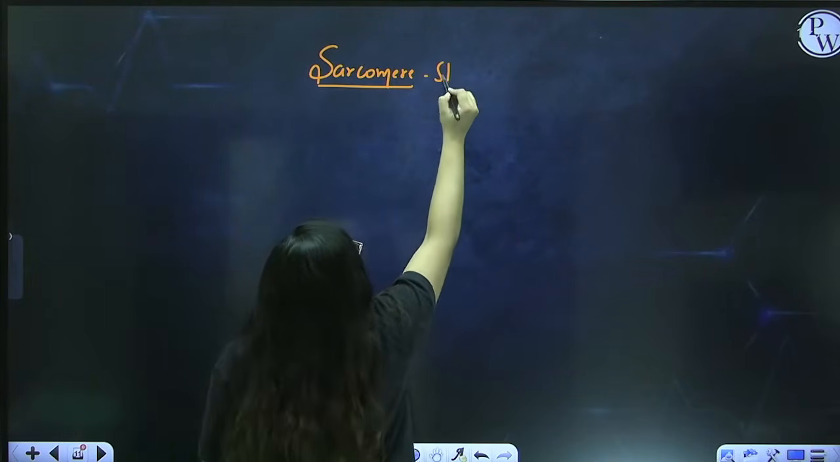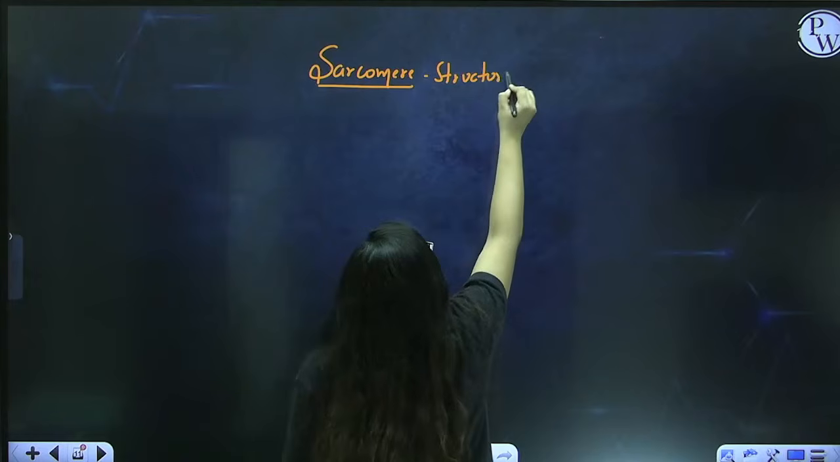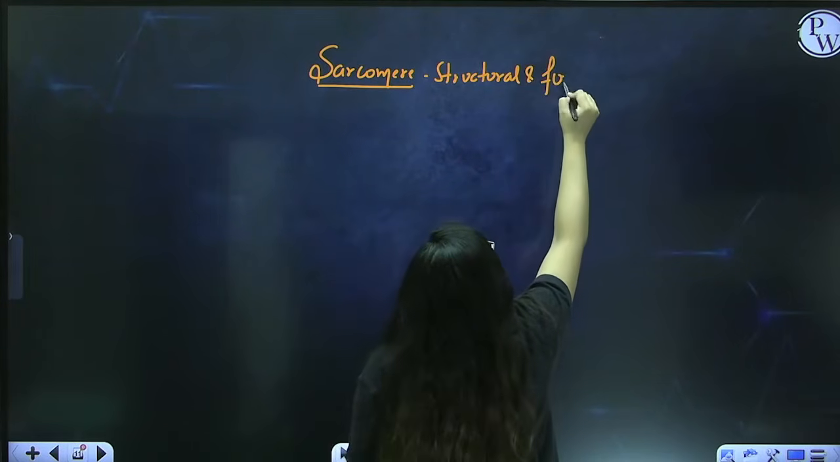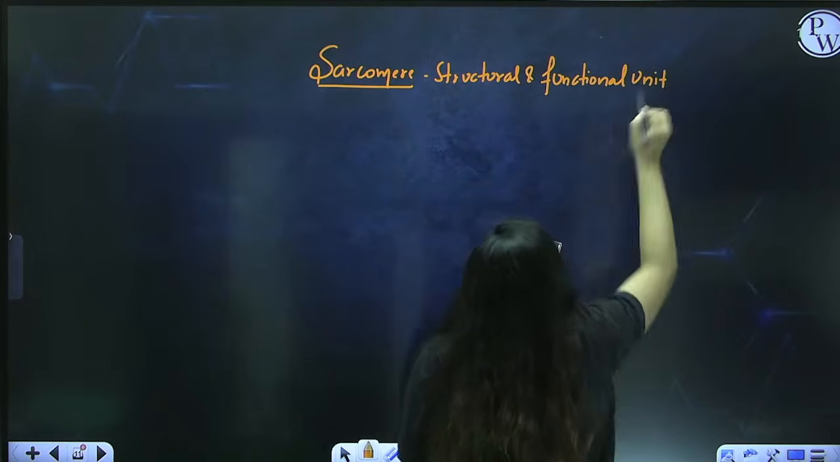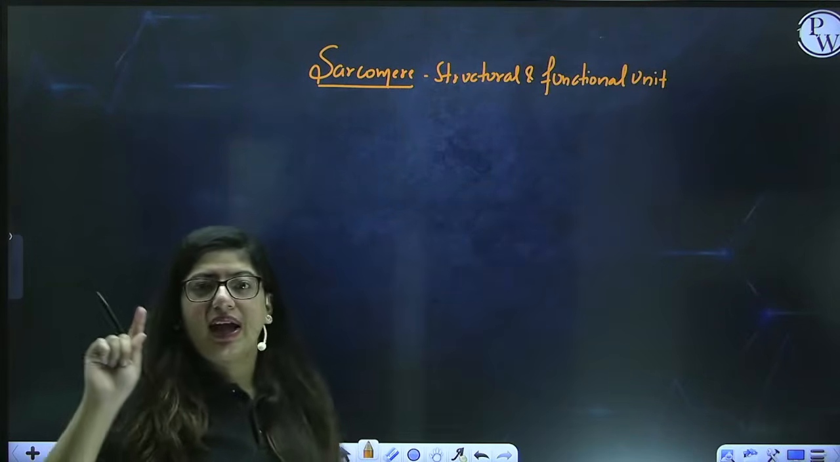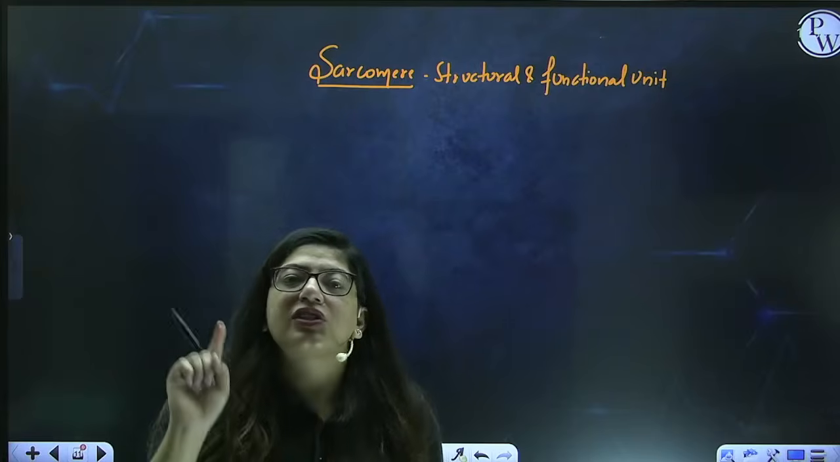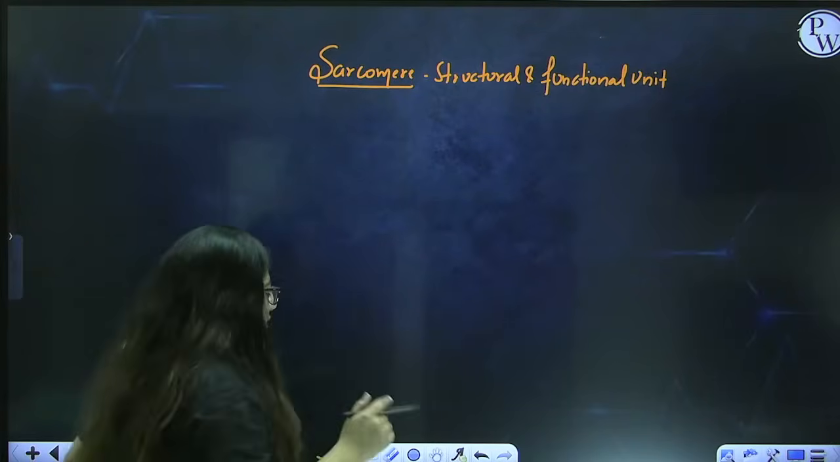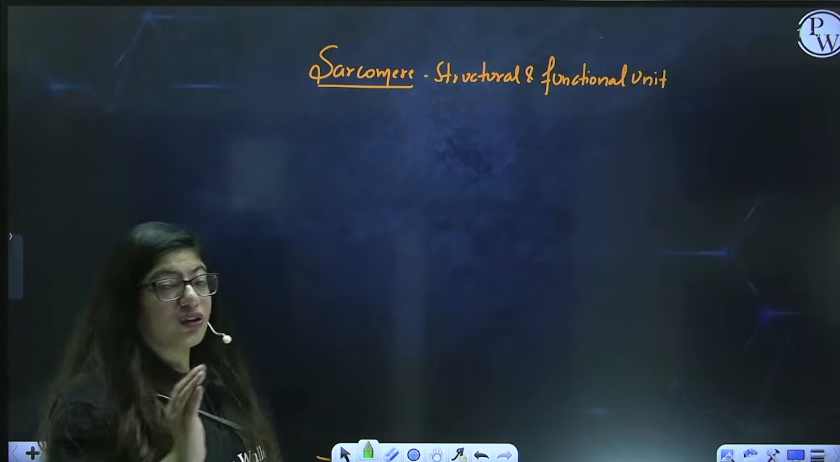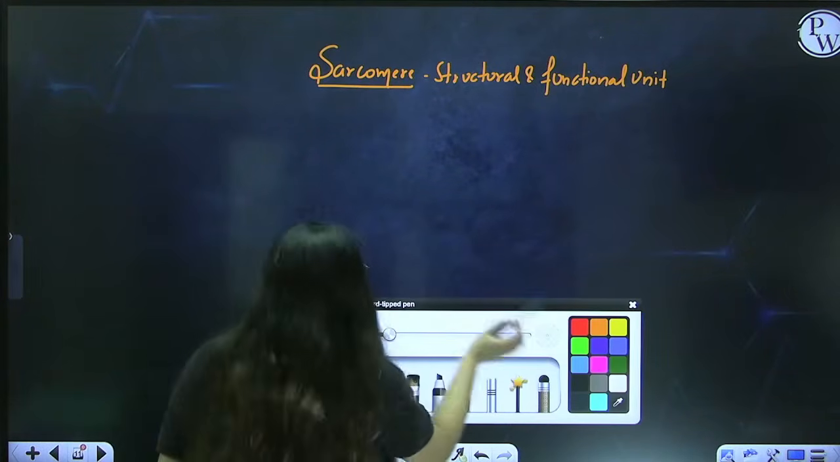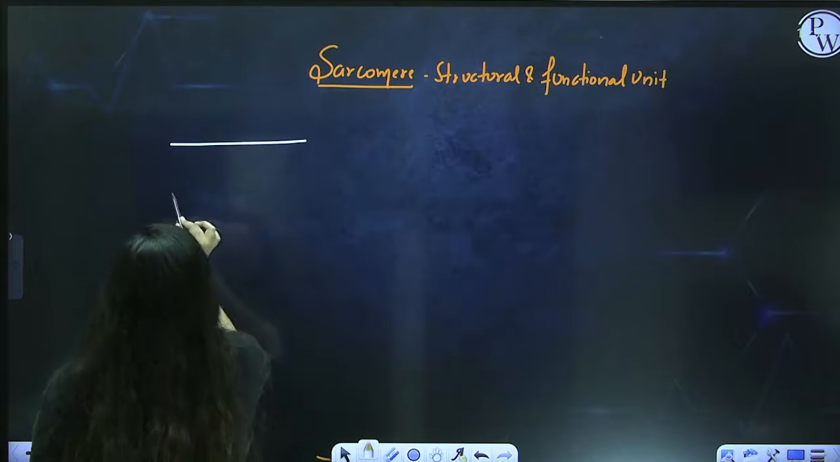Sarcomere is the structural and functional unit of skeletal muscle. This sarcomere is only present in cardiac muscle and skeletal muscle. It is absent in the smooth muscle. So why has this sarcomere been formed? This sarcomere has been formed due to the presence of alternative light and dark bands.